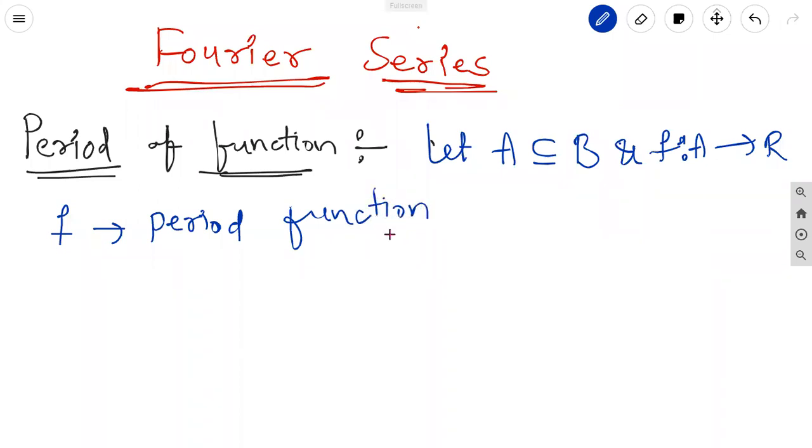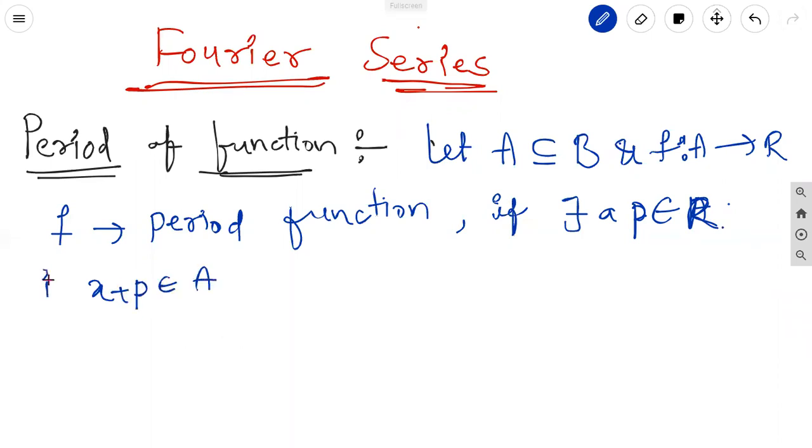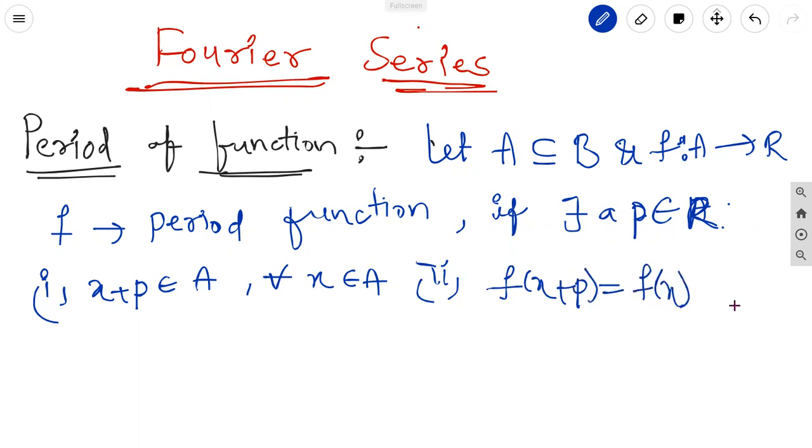f is called a periodic function if there exists a positive real number small p such that x plus p also belongs to capital A. This is the first condition, for all x belongs to A. And the second condition is f of x plus p is equal to f of x for all x belongs to A. Then here p is said to be the period of f.